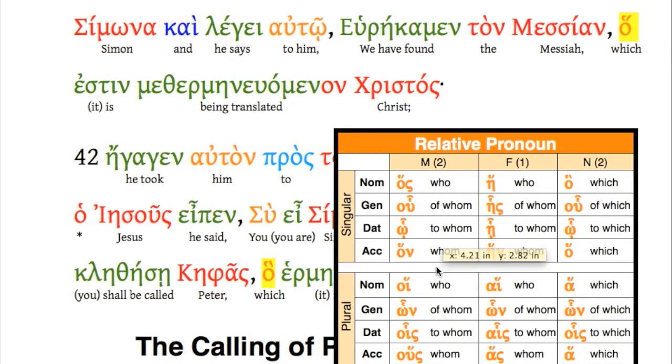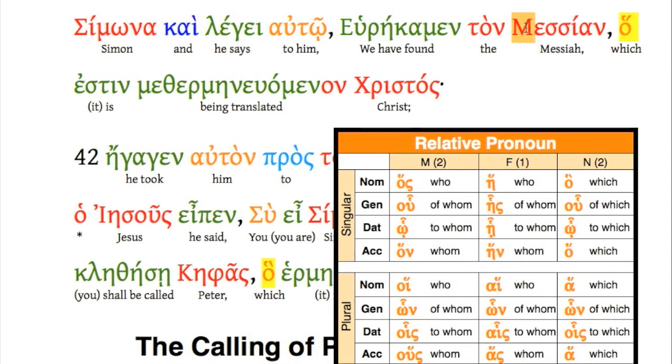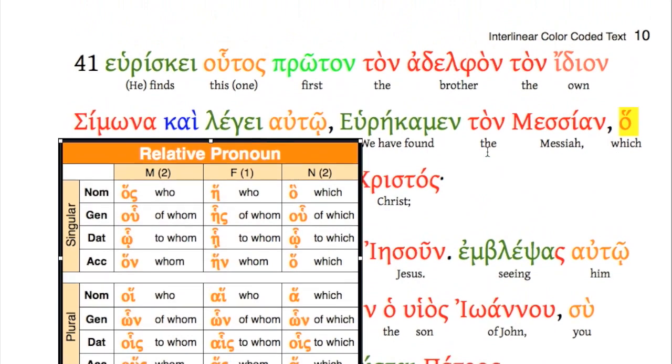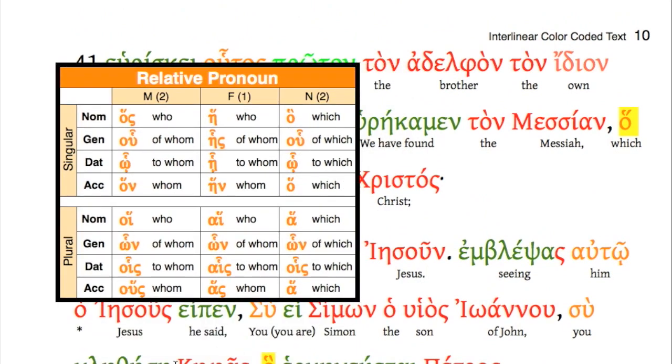Then in verse 41, we have the same thing. Messian, ho estin methermeneuomenon, there we go again, methermeneuomenon Christos. Messian, Messiah, which is translated anointed one, Christ, Christos. So once again, similar deal. And then look right here, we have exactly the same deal. We'll translate Kephas, which is the Aramaic for the Greek, Peter, rock.